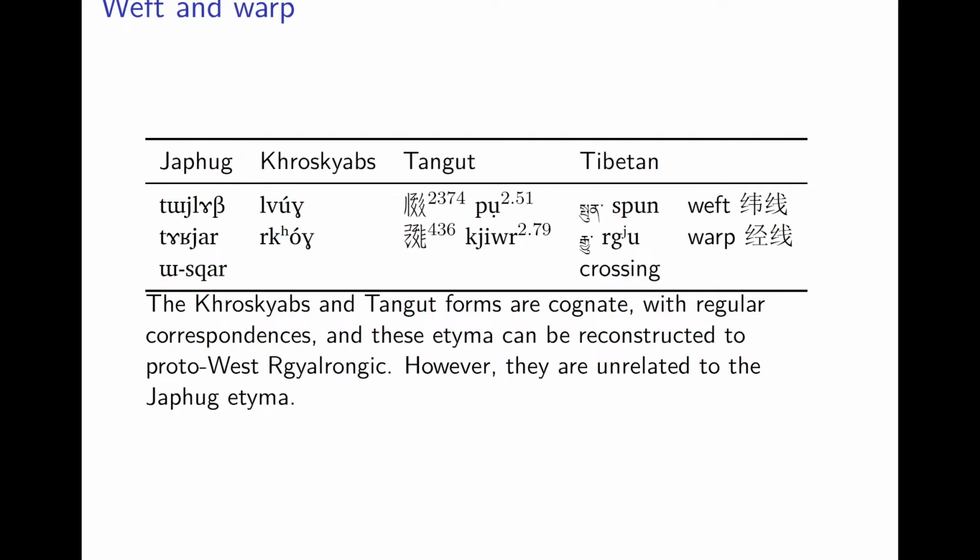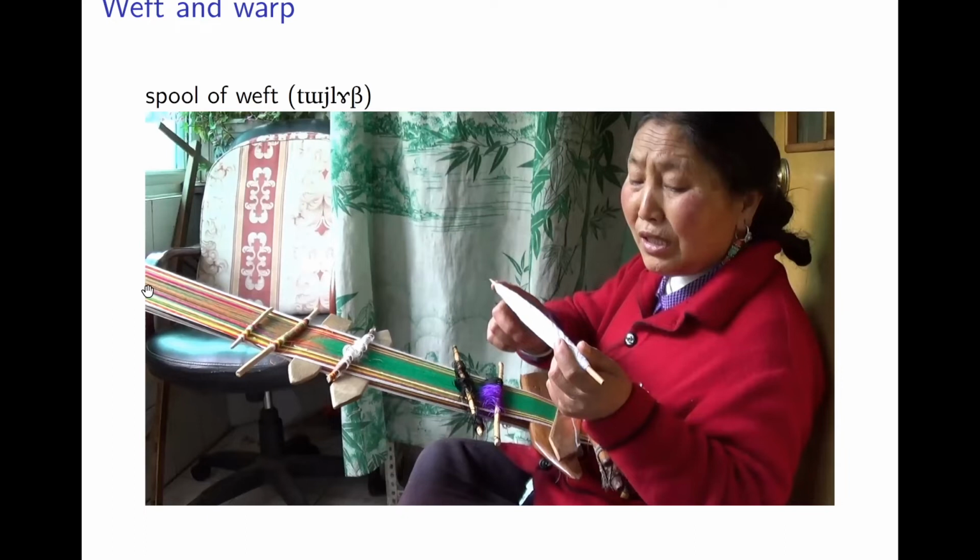So the warp here are the colored threads, the ones that are tied between the weaver and the other end. There are several colors of warp here. And the weft is this white thread that is inserted between them.